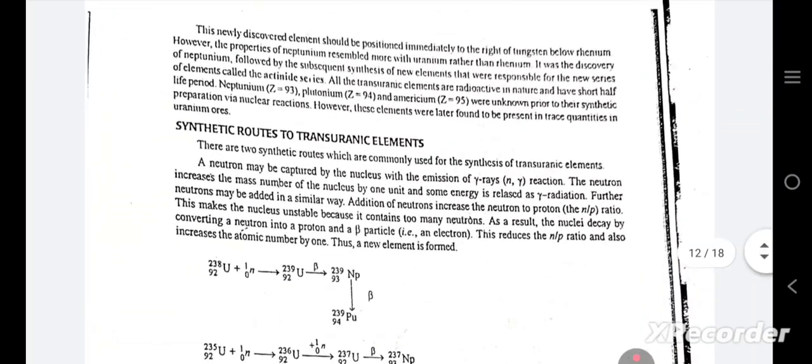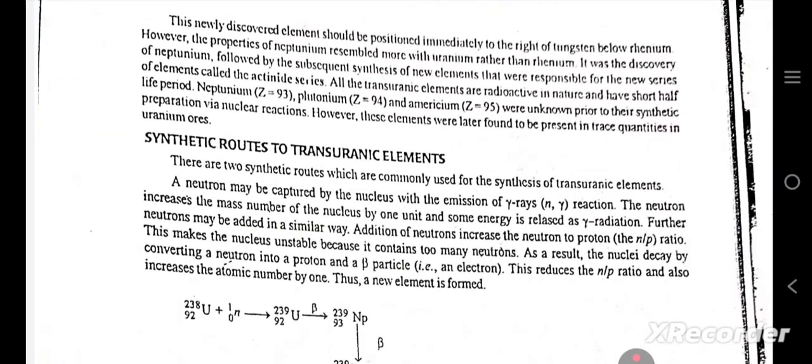This newly discovered element should be positioned immediately to the right of tungsten, below rhenium. The properties of neptunium resembled uranium more than rhenium. It was the discovery of neptunium followed by the subsequent synthesis of new elements that were responsible for the new series of elements called the actinide series.